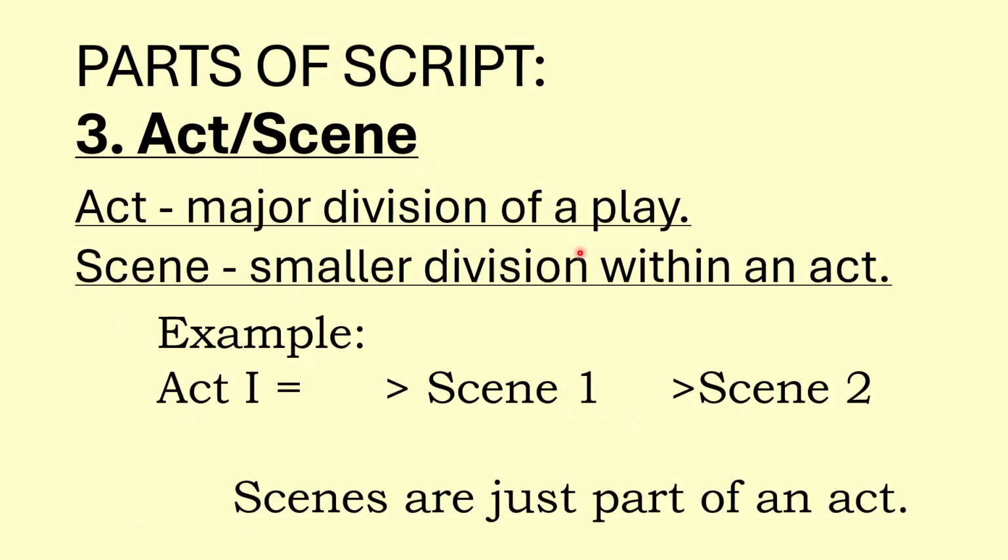The act and scene are the divisions of the play. Act is a major division of a play, and scene is a smaller division within an act. Example, if there's one act, it can be divided into 2 scenes. So these 2 scenes make up one act. So the scenes are just part of an act.